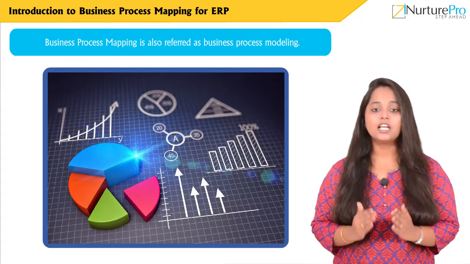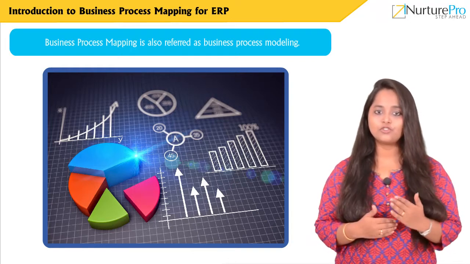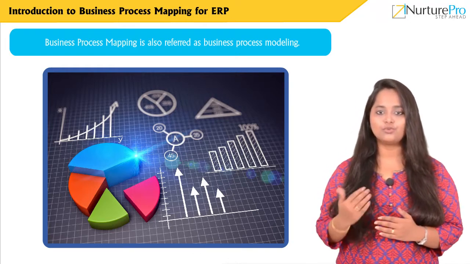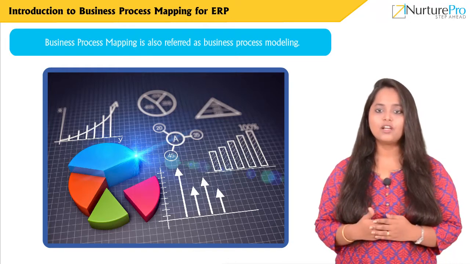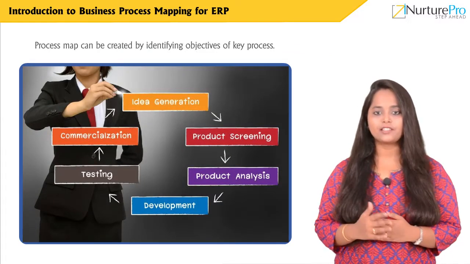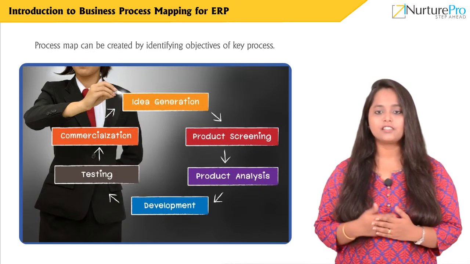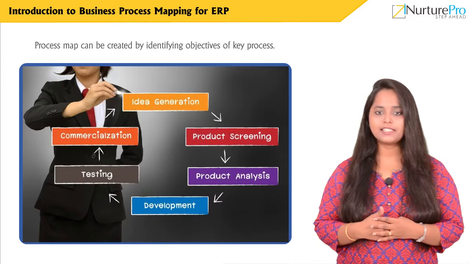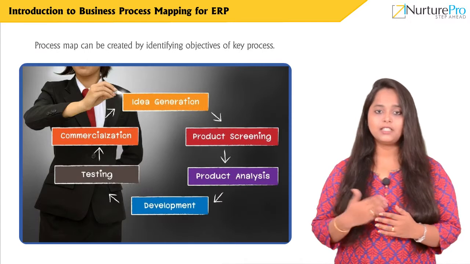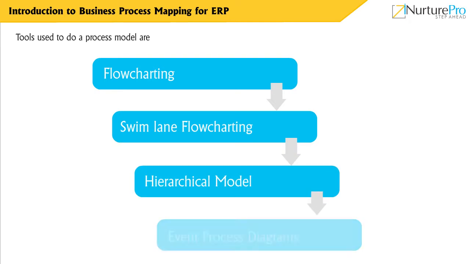A business process model defines what a business entity does, to what standard business processes should be done, and who is responsible. A pictorial representation through graphs, charts, and process flow is called mapping. A process map can be created by identifying the objectives of the key process. While analyzing a process, the following difficulties are to be considered: number of organizations and teams involved, budget or cost problems, accessibility, and time. Various tools can be used to model a process.